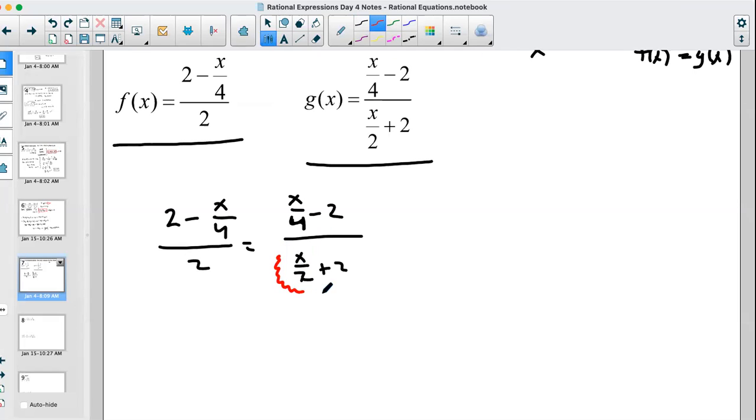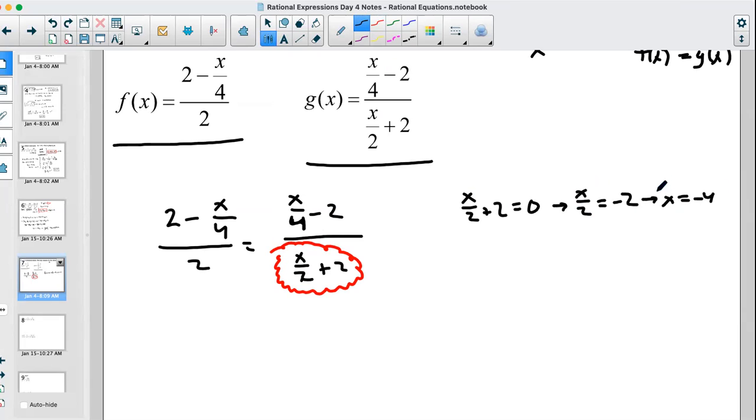If I think about this thing, x over 2 plus 2 is the denominator, that can be equal to 0. So if I do x over 2 plus 2 equals 0, I get x over 2 equals negative 2, which means x equals negative 4. So this is a restriction. Because if I plug negative 4 in here, I get a 0 on the bottom of this fraction of g of x. So this is going to be my only restriction.